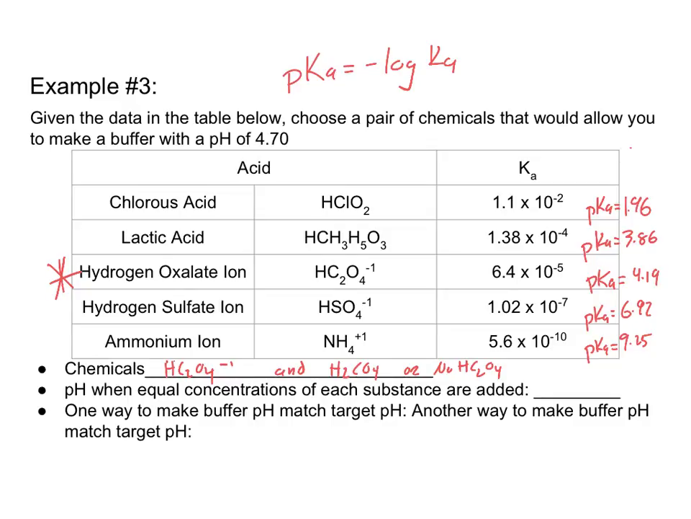So what would the pH be when equal concentrations of each substance are present? If I added equal concentrations, it would be 4.19. And how would we get this then to get to the 4.7? What would I have to add? Would I add acid or base? Acid. I would, no, I'm trying to get to 4.7.